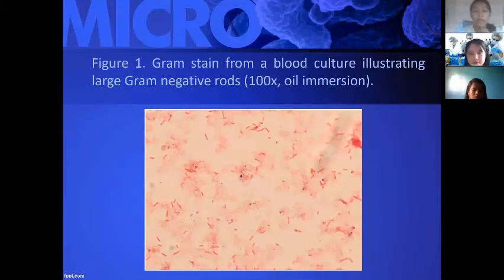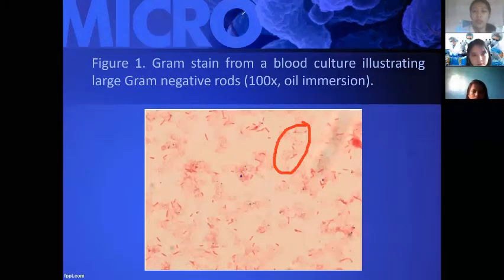So here are the pictures in the microbiology department. First we have figure 1. It shows the gram stain from blood culture viewed under the microscope using the oil immersion objective. And it was shown that there is an appearance of large rod-shaped organisms. And the microorganism was able to retain the counterstain, which signifies that it is gram negative.